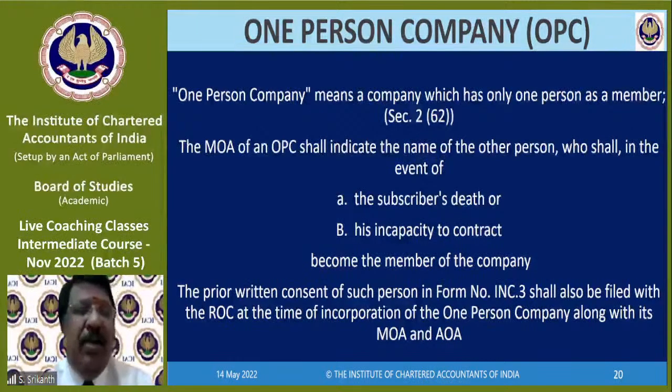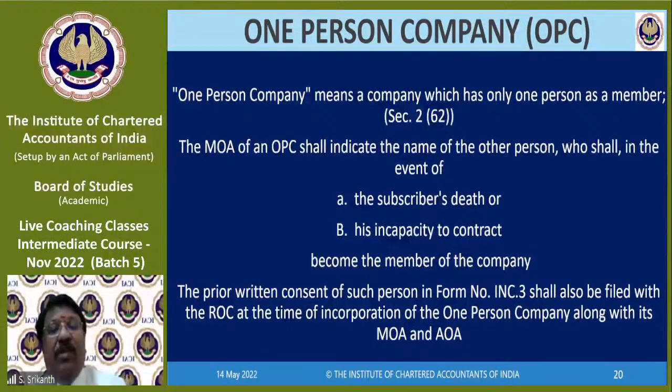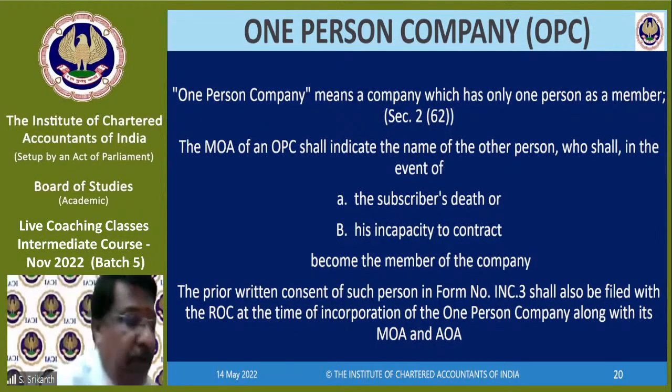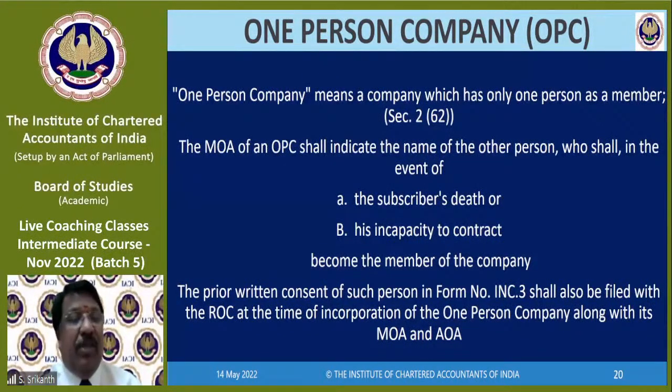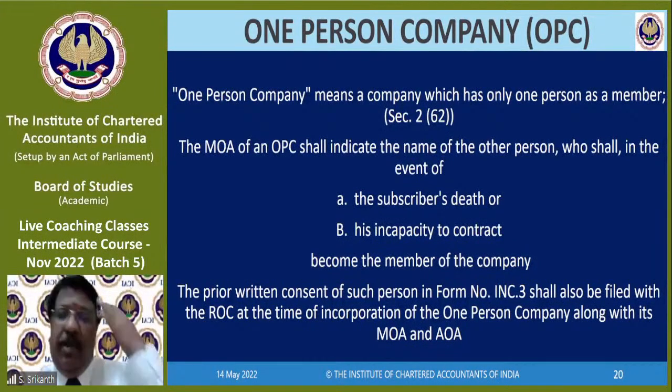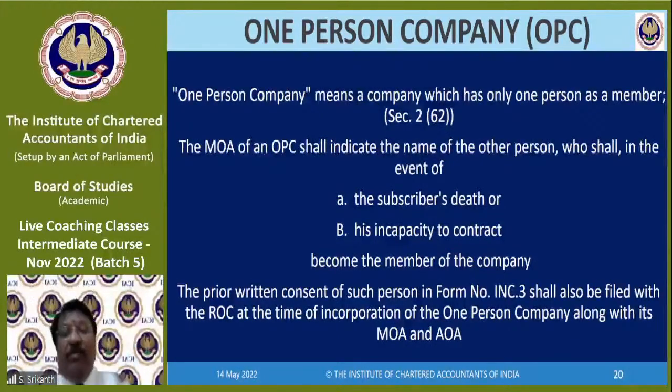The memorandum of articles or memorandum of association of an OPC shall indicate the name of the other person who shall, in the event of the subscriber's death or his incapacity to contract, become the member of the company. This is what somebody was talking about when they said nominee. At the time of forming an OPC, you should indicate a person who is a nominee. In the event of the subscriber's death or incapacity, then who will run the company? The nominee will run the company.